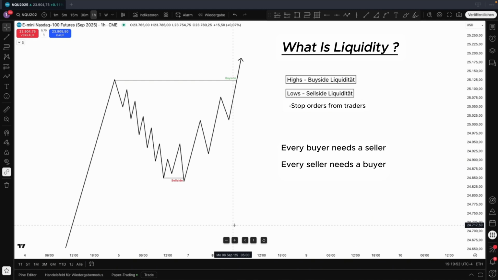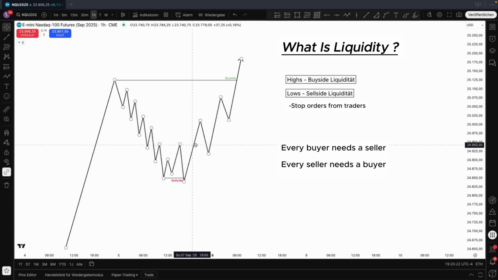To sum up, here's what you should take away from this video. Above the highs is buy-side liquidity, meaning buy orders from retail traders, and below the lows is sell-side liquidity, meaning sell orders from traders. Every buyer needs a seller, every seller needs a buyer, and that's why it's necessary for these stop-loss orders to be triggered by the big players so that they can start realizing their profits and selling here, while others get stopped out and end up buying the market. As I said, I hope the video was understandable.